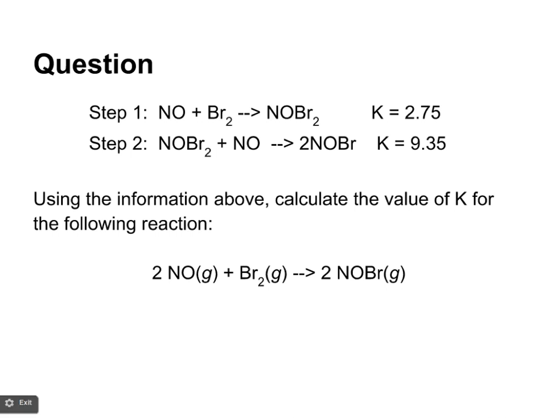Your question for this section: using the information above, calculate the value of K for the following reaction. 2NO plus Br2 yields 2NOBr.